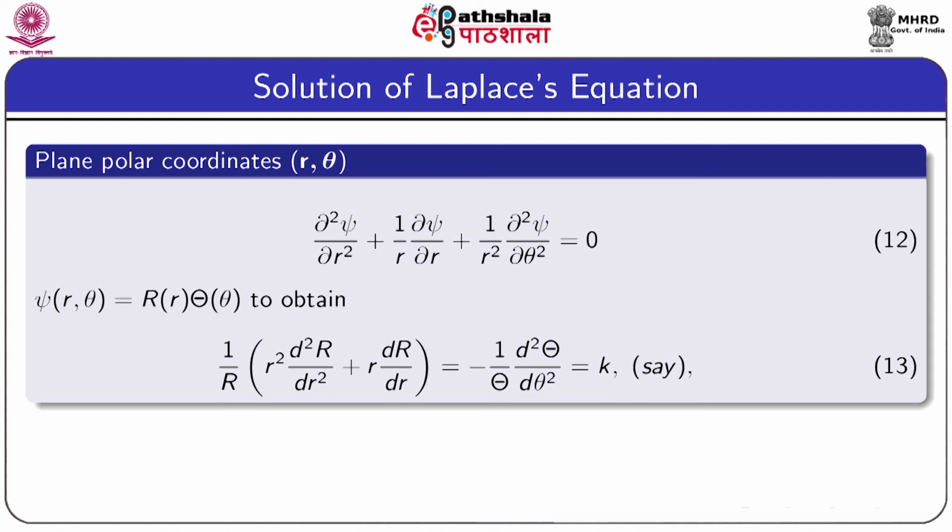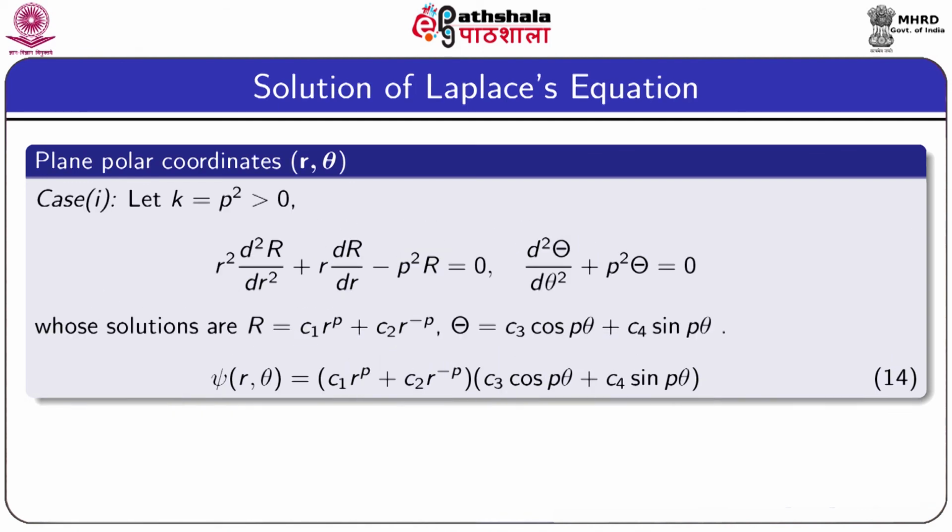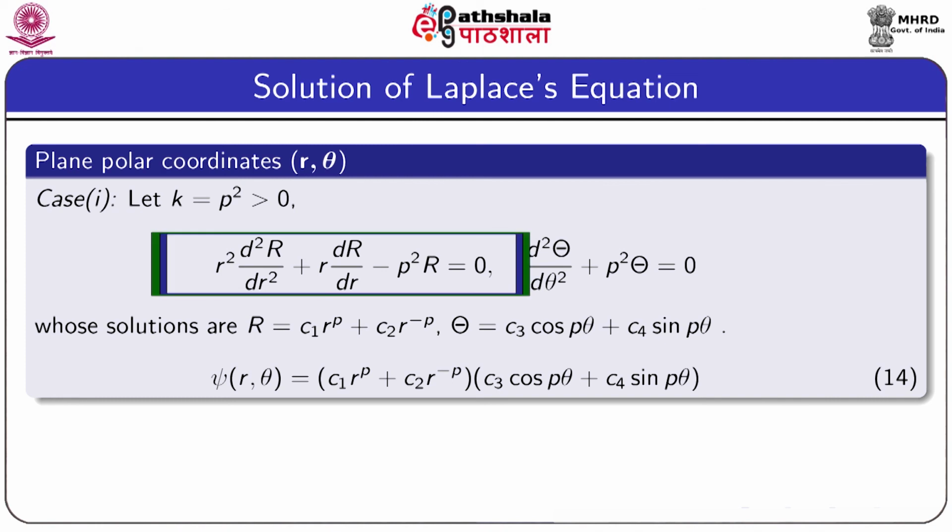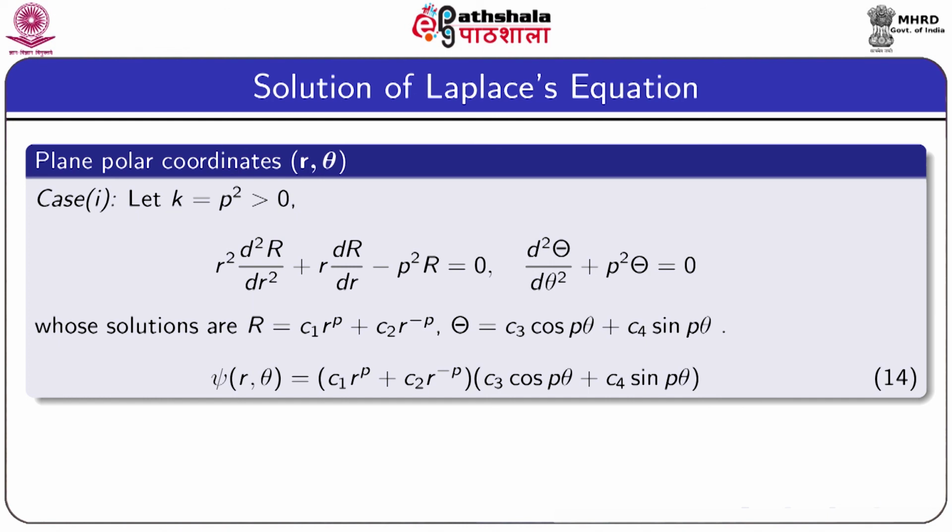Now, let k be the separation constant. So, the equation for capital R becomes r squared d2R/dr squared plus r dR/dr minus p squared R equals 0. And if you see this equation, this is an ordinary differential equation and it is given in Cauchy-Euler form.